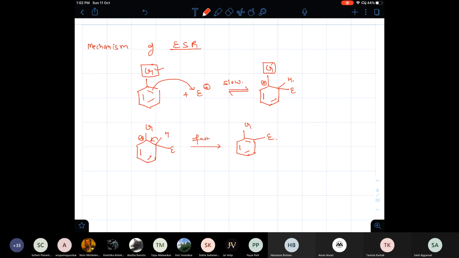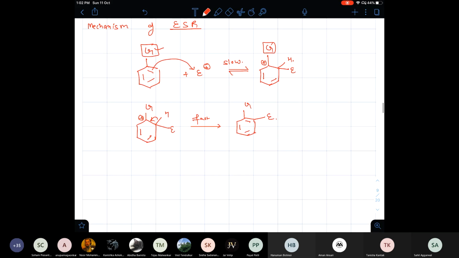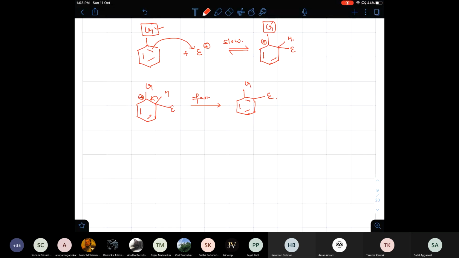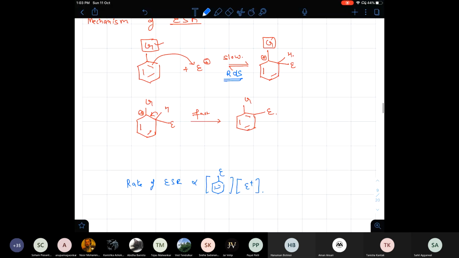स्लो स्टेप को देख के हम रिएक्शन का रेट लिख सकते हैं. वेरी गुड नीलू. So this is the rate determining step. मतलब rate of ESR will be directly proportional to your substituted benzene and your electrophile. Understood? ये रिएक्शन तभी होगी, we will have this reaction only when this is a stable cation. If we are not getting a stable cation, this reaction won't take place. ये कहाँ से आ रहा है? It is coming from here. This is how it is depending upon substituted benzene.